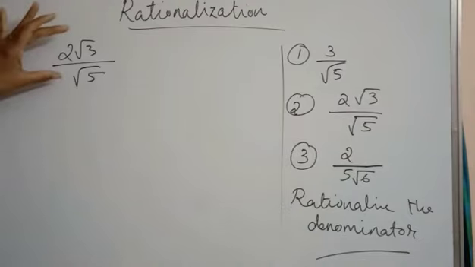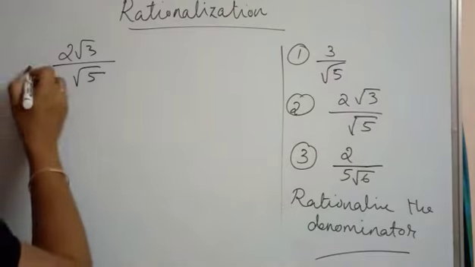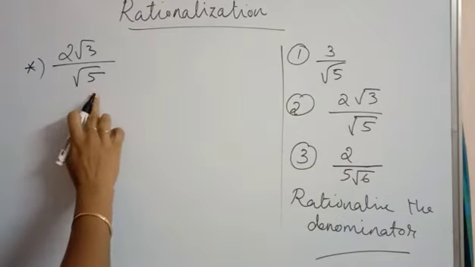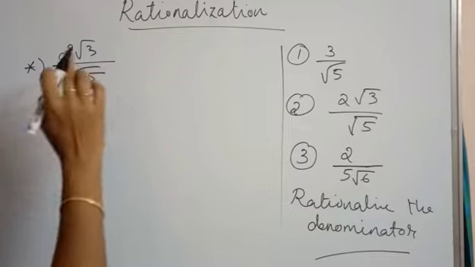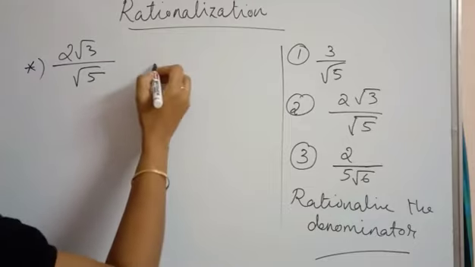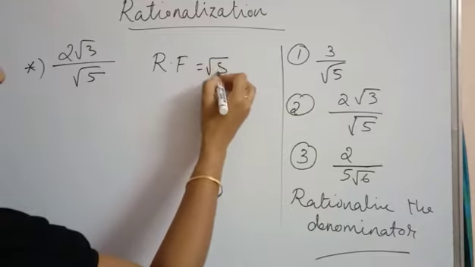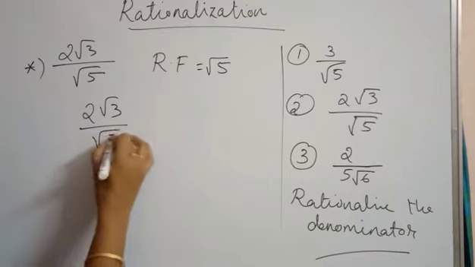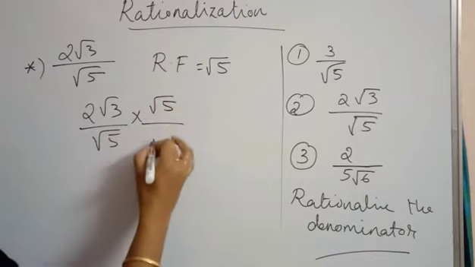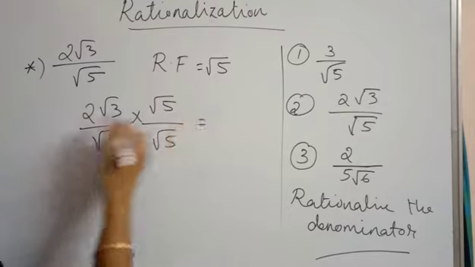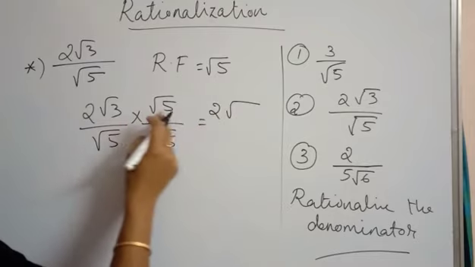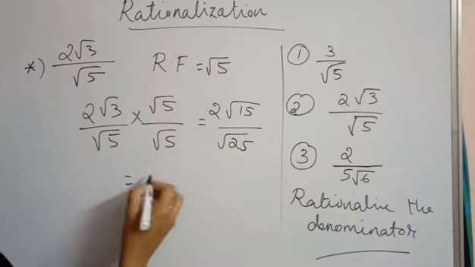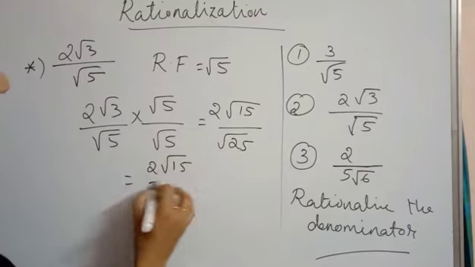Consider this number, 2 square root of 3 by square root of 5. So here again we are rationalizing the denominator. We have to multiply both the numerator as well as the denominator by square root of 5 itself, since square root of 5 is the rationalizing factor in this case. So we will multiply it with square root of 5 both in the numerator as well as in the denominator. You will get 2 square root of 3 fives are 15 divided by square root of 25, that's equal to 2 square root of 15 by 5.